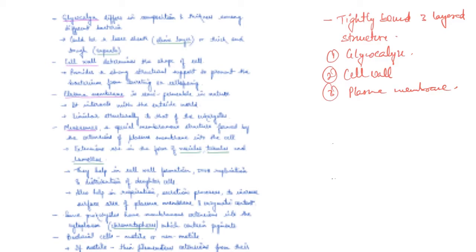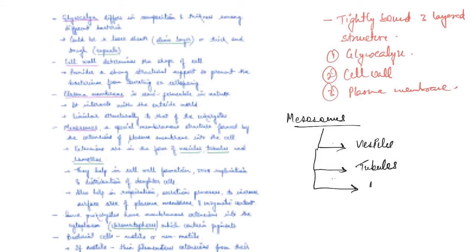Now apart from that, if you remember, we said that they have a special structure which is the mesosome. This special membranous structure is formed by extension of the plasma membrane into the cell, right? These mesosomes can be in the form of vesicles, tubules, or lamellae, right?